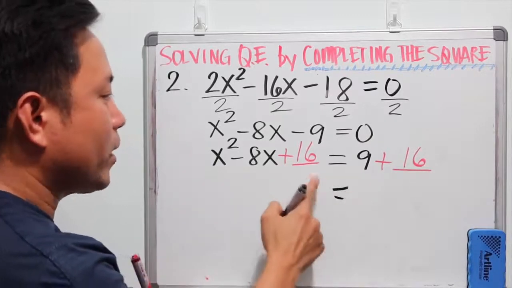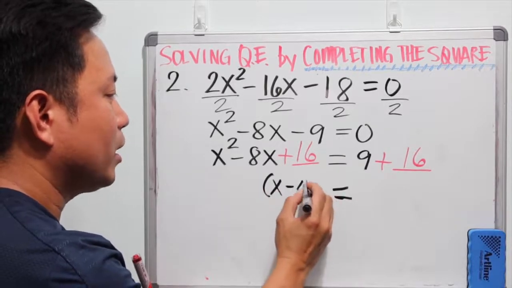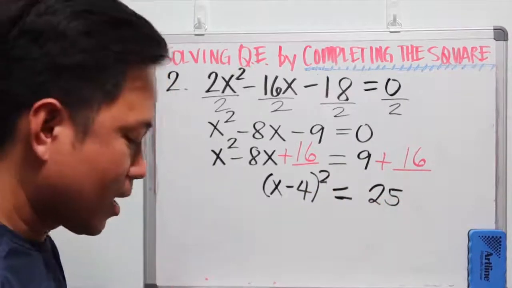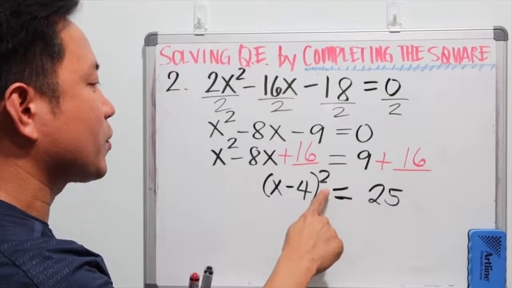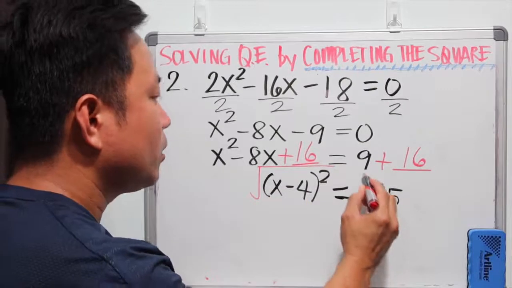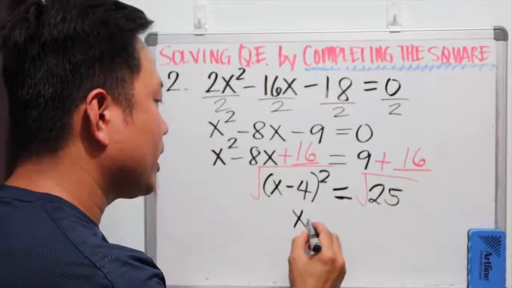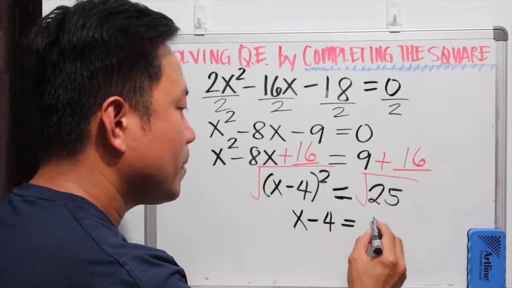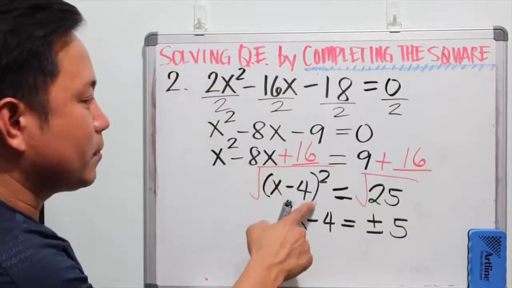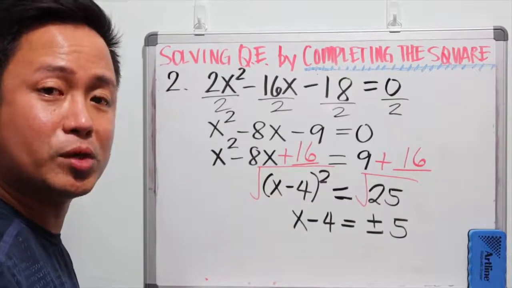Left side is always a perfect square trinomial. So this can be factored as x minus 4 to the second power. Right side is 25. After this, the inverse operation for the square is square root. So we can get the square root of both sides. You may or may not write the square root, but make sure when you get the square root of both sides, you put plus or minus 5, because this can be positive 5 or negative 5 to make the answer equal to 25 when you square it.